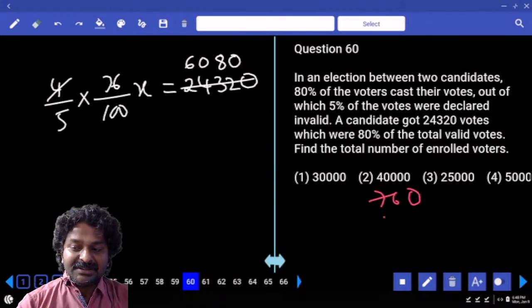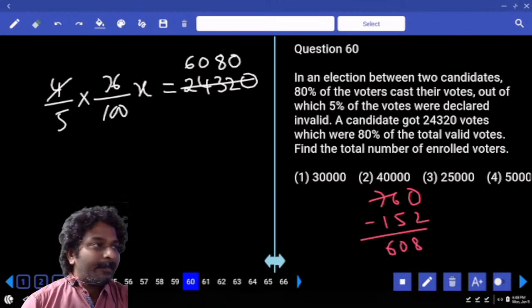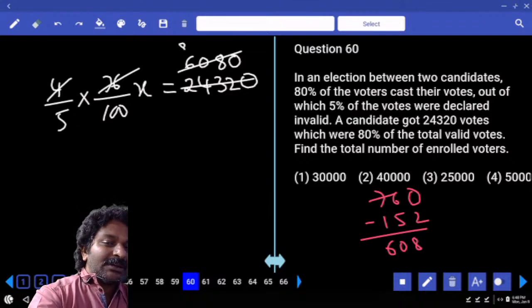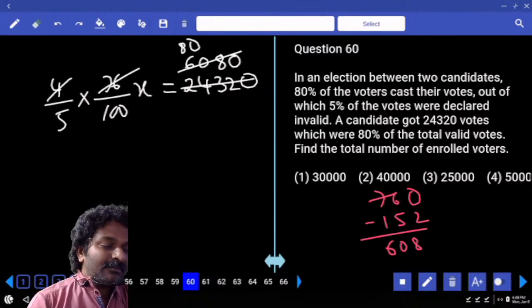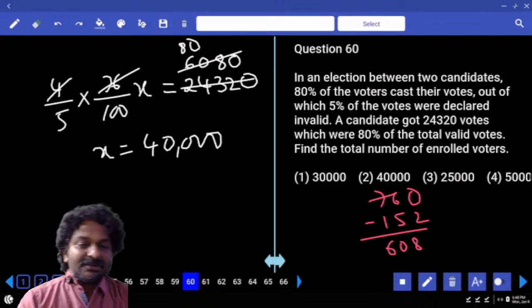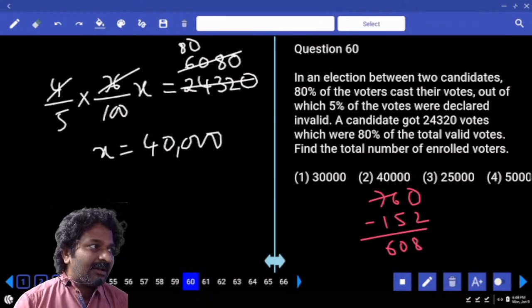76 2 times in the sense 152. If you subtract it, it is 608. First number 10 times minus 2 times, that means 8 times. And then 0. Yes. X is equal to 500 into 80, which is equal to 40,000. So answer is 40,000, which is second option.